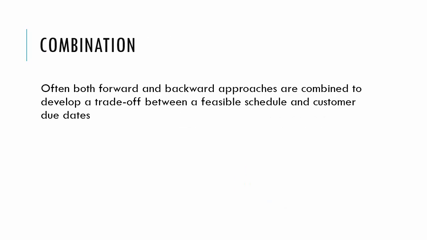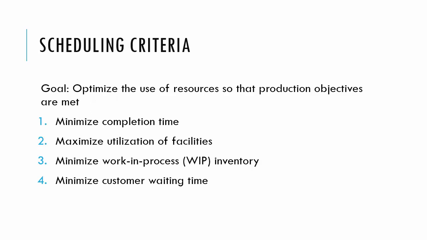So often we actually use a combination of both forward and backward scheduling approaches, where we have to trade off between a feasible schedule, so each of the workstations is available, and the customer due dates. And of course, if we put more resources towards it, we might be able to change some of that. And then the second big thing is the scheduling criteria.